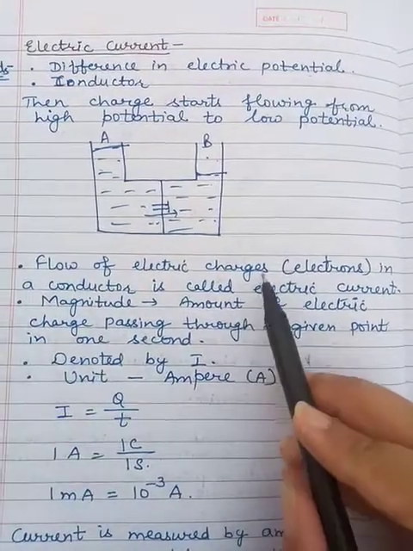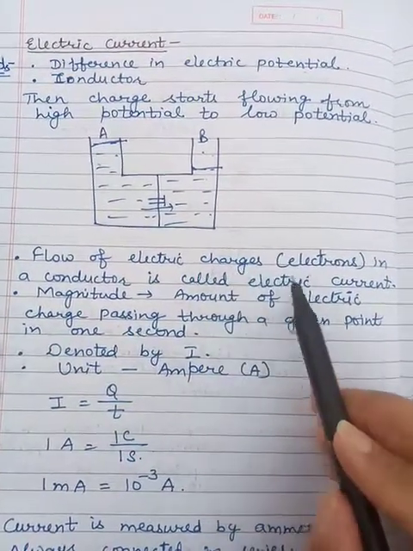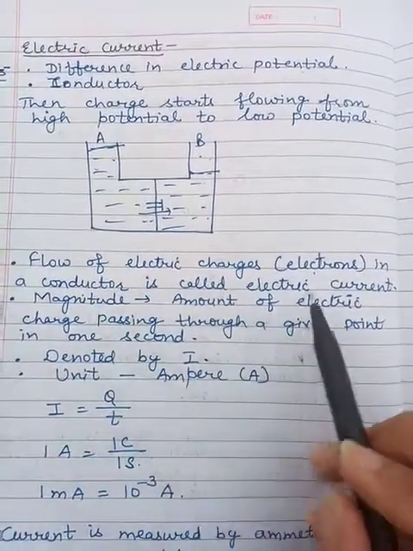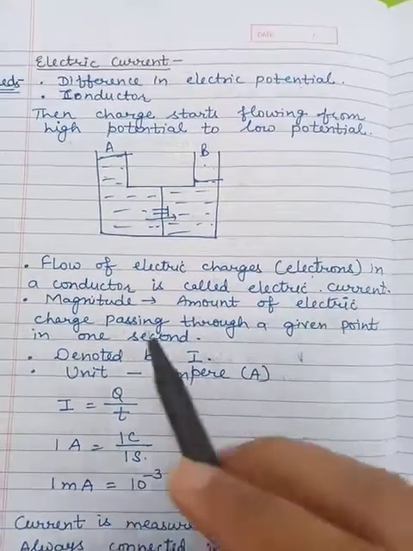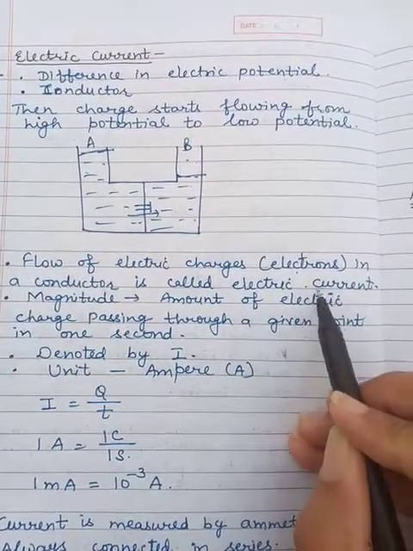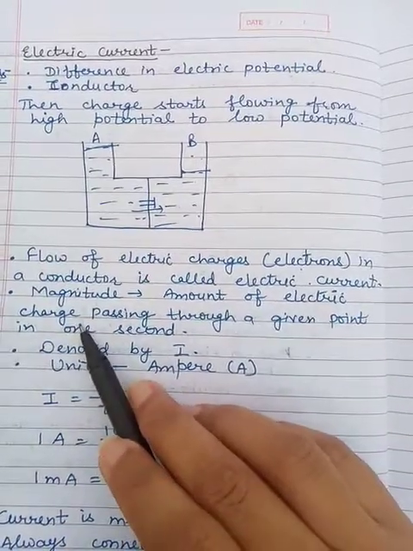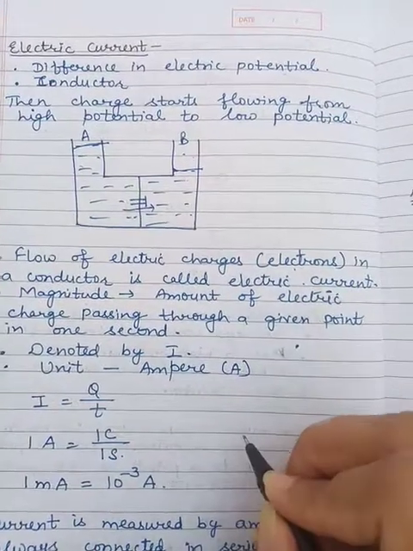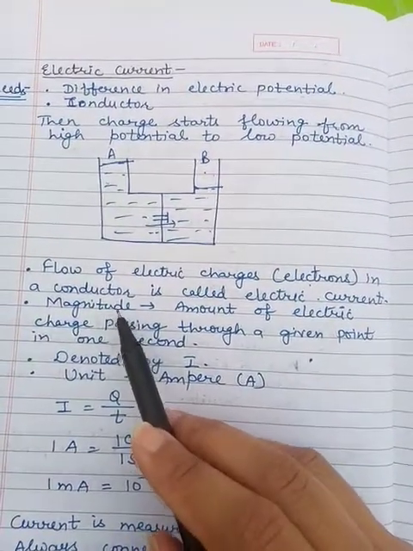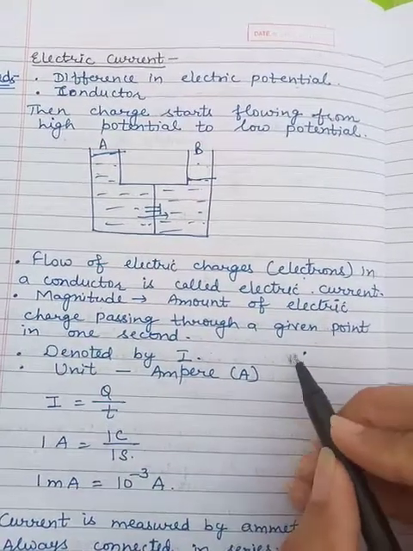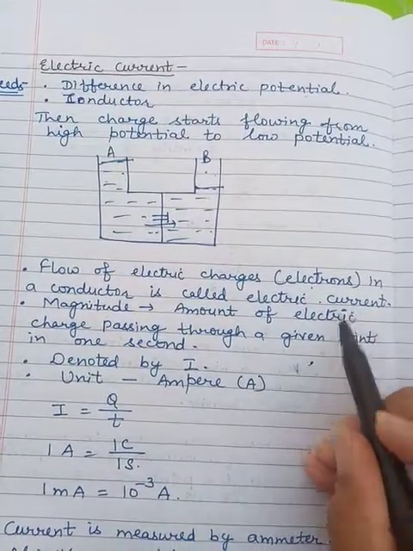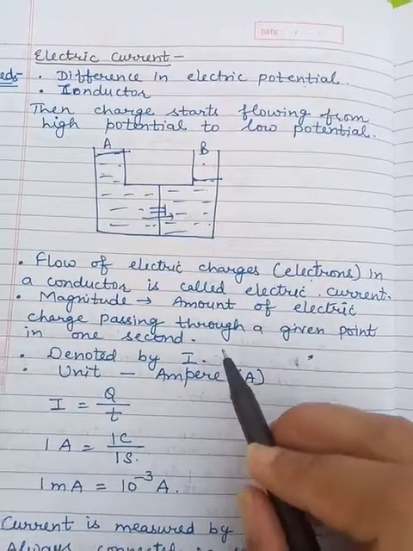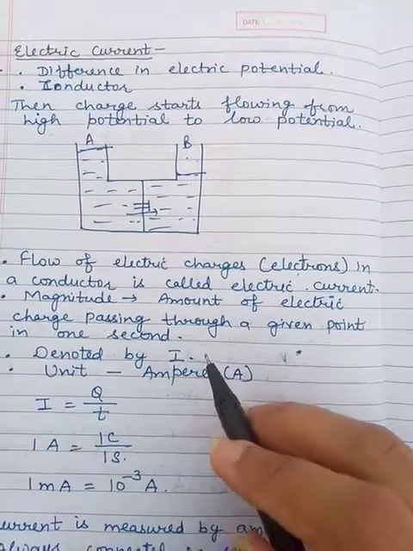Now this flow of electric charges is due to the flow of electrons. The flow of electric charges in a conductor is called electric current. The magnitude of the electric current is the amount of electric charge passing through a given point in 1 second. Suppose we have this point and we need to calculate the magnitude of the current. So how much electric charge is flowing from this point in 1 second is the amount of electric current.